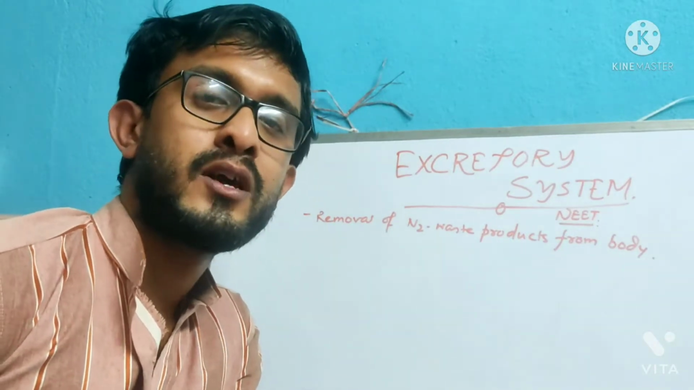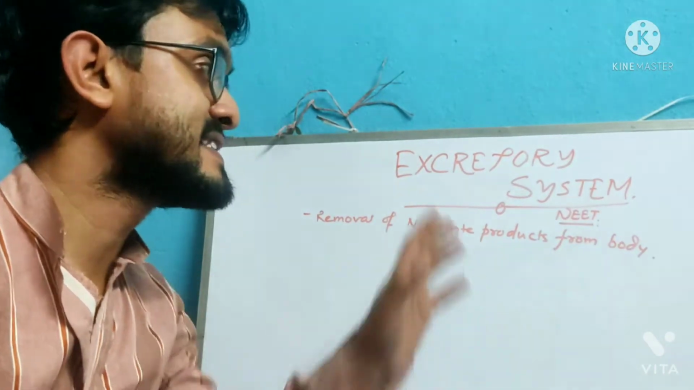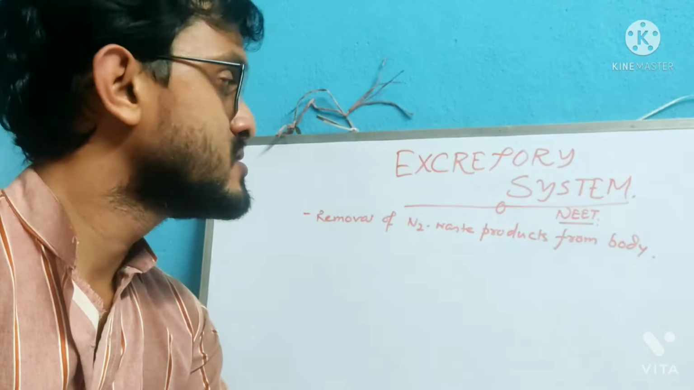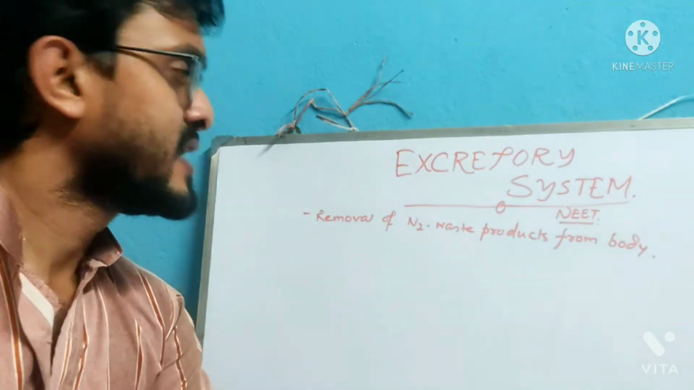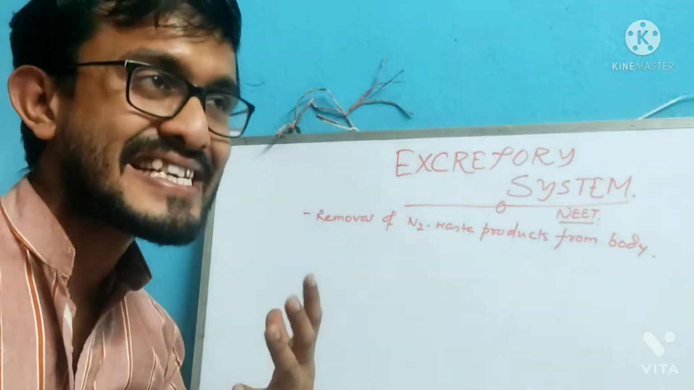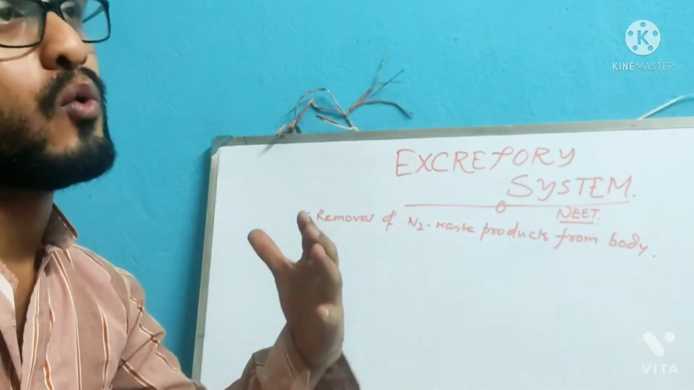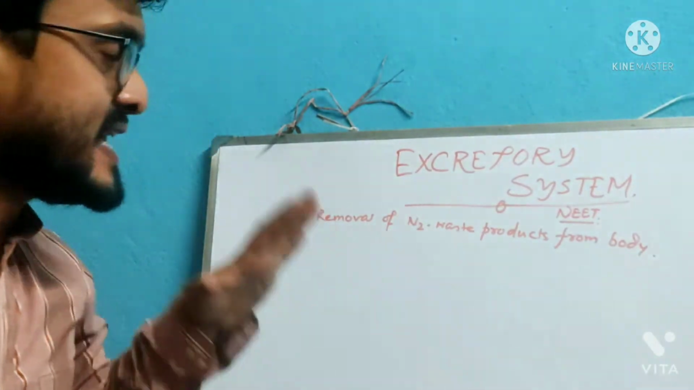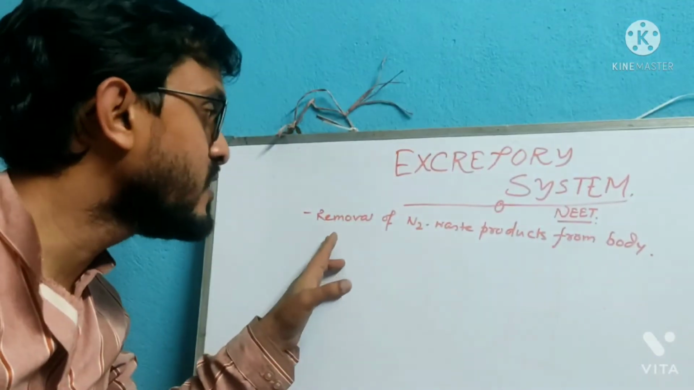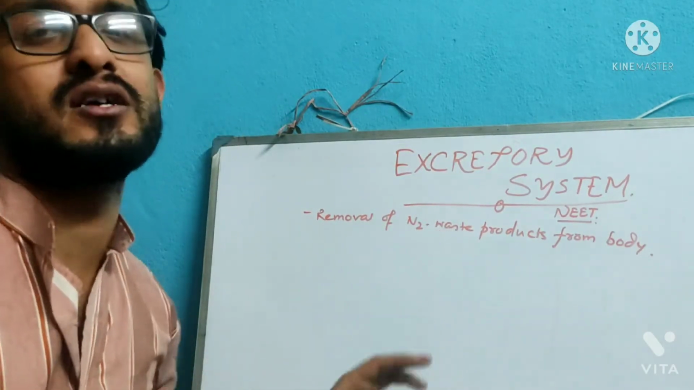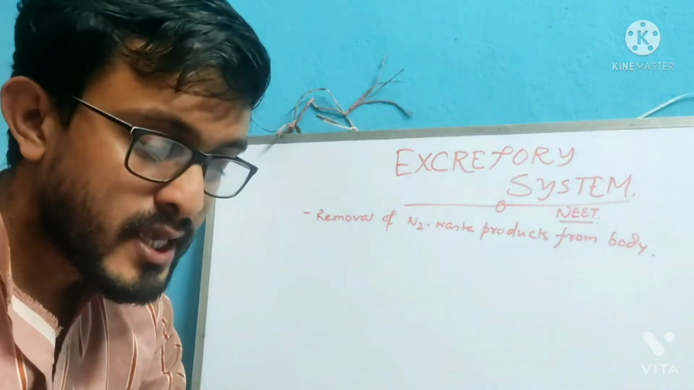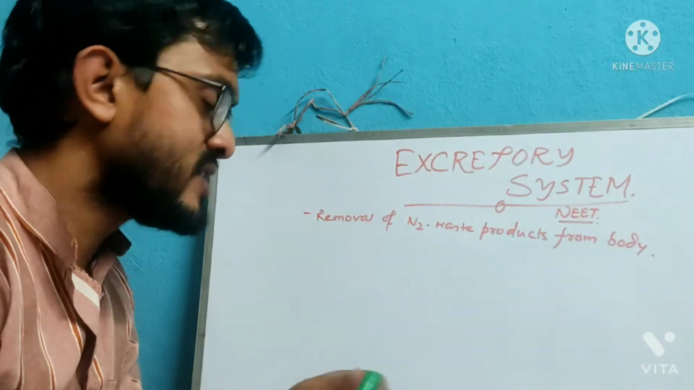Hello everyone. Today we will study the excretory system. So what is the excretory system? The excretory system deals with excretion. Now what is excretion? Excretion is the removal of nitrogenous waste products from our body. Now what are these nitrogenous waste products?